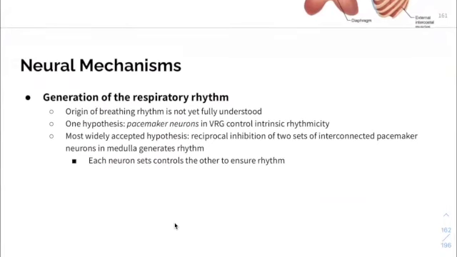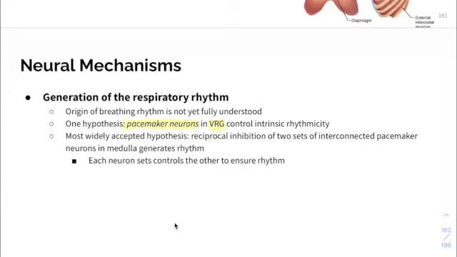We still don't really know the actual origin of the breathing rhythm that causes us to breathe in and breathe out. There are different hypotheses, but nothing has actually been proven yet. One of the hypotheses that your book talks about is pacemaker neurons in the ventral respiratory group that help control the rhythmicity of breathing, that breathing in and breathing out.